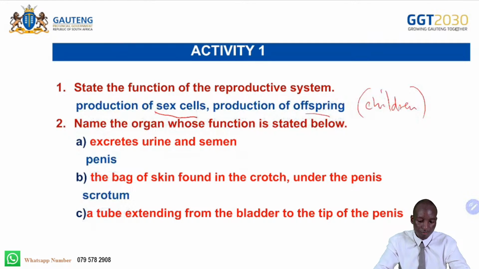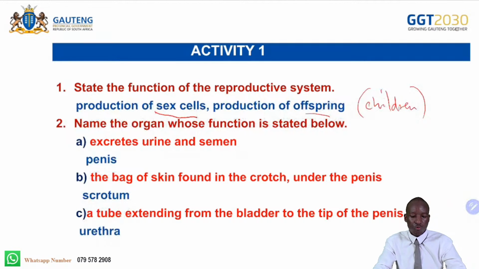Then the last one, a tube extending from the bladder to the tip of the penis. What is this tube? This tube is none other than the urethra. That's the tube which extends from the bladder to the tip of the penis. It releases the semen and urine as they pass out of our body. So that's the activity. Note down the corrections, and for those who managed to write down the correct answers, keep it up.